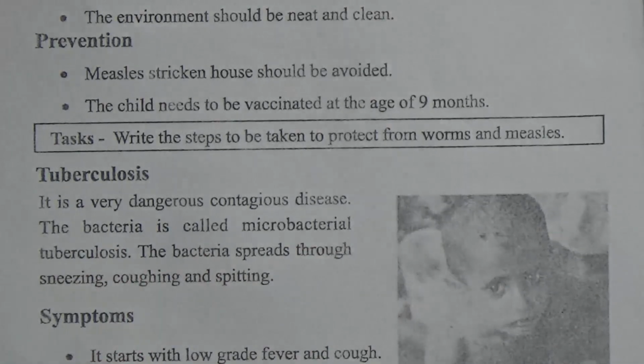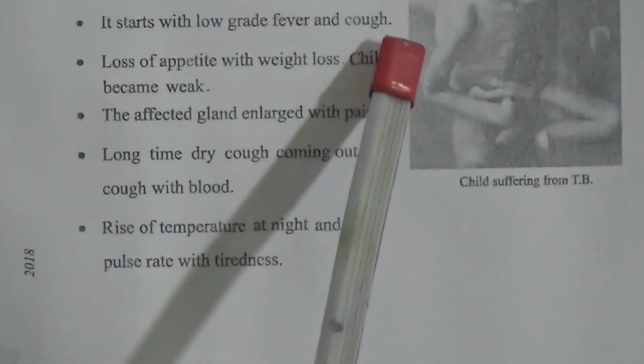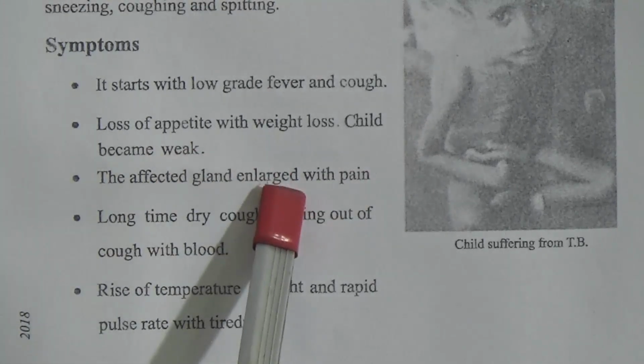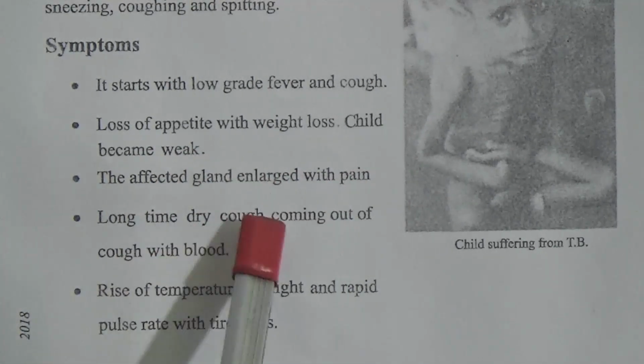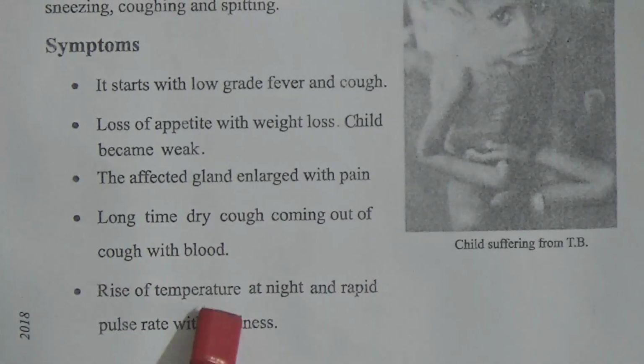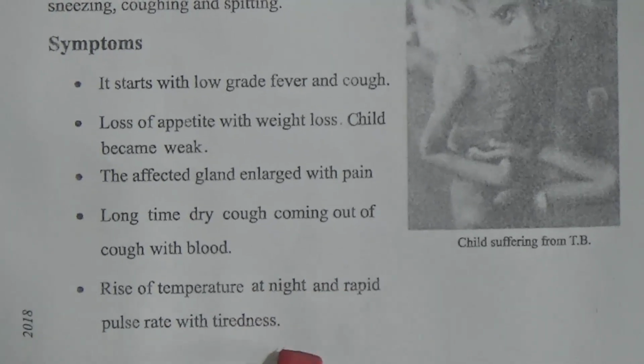The symptoms: it starts with low-grade fever and cough, loss of appetite with weight loss, and the child becomes weak. The affected gland is enlarged with pain, a long-time dry cough coming out with blood, a rise of temperature at night, and rapid pulse rate with tiredness.